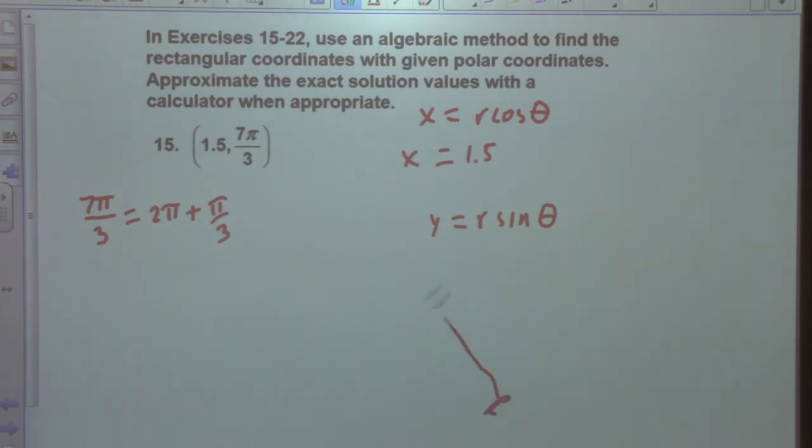So we have cosine of pi over 3, well that's going to be 1/2, right? So that's going to be 3/2 times 1/2, which is 3/4. And for our sine theta, we have y equals 3/2 times the square root of 3 over 2. And what's that going to be?